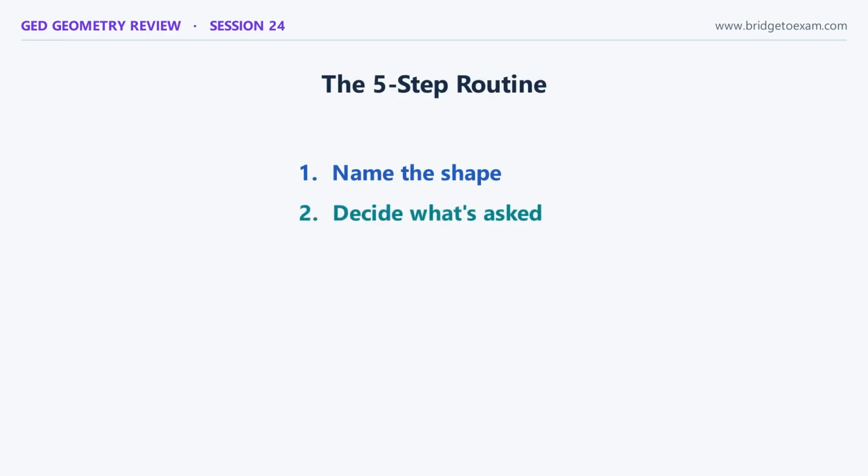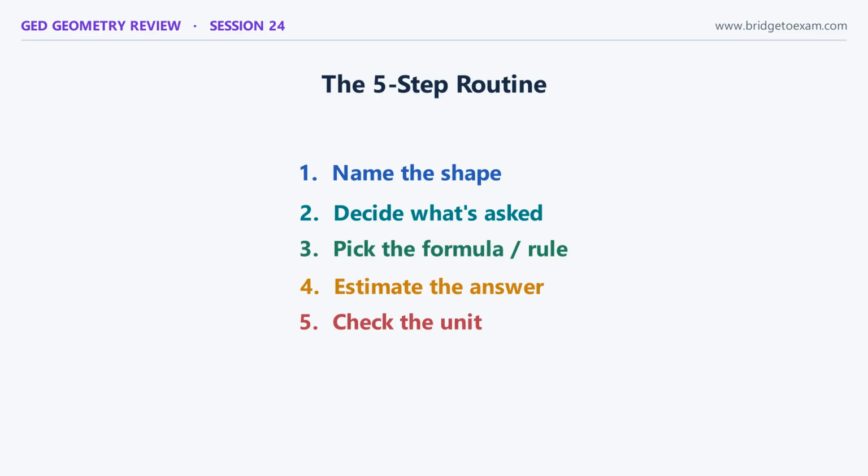Use this 5-step routine every time. 1. Name the shape or situation. 2. Decide what is being asked. 3. Pick the formula or rule. 4. Estimate the size of the answer. And 5. Check the unit.